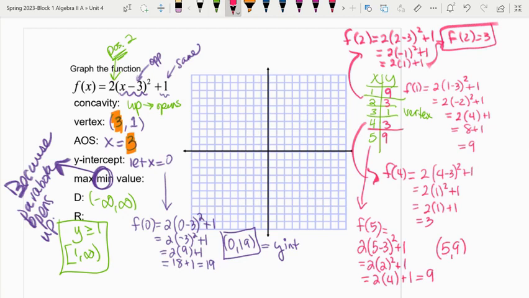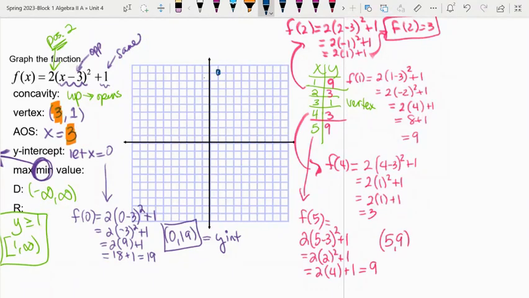Sketch those points. The points 1, 9, 2, 3, 3, 1, 4, 3, 5, 9. And I know my y-intercept is up here. I'll just kind of sketch that. Last thing, draw in the axis of symmetry at 3, x equals 3. Make sure it looks symmetric to that. It does. And then draw a line through the points. Draw a curved line through the points. There you go.